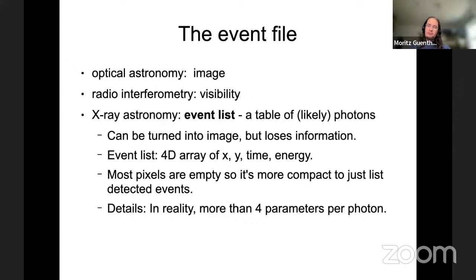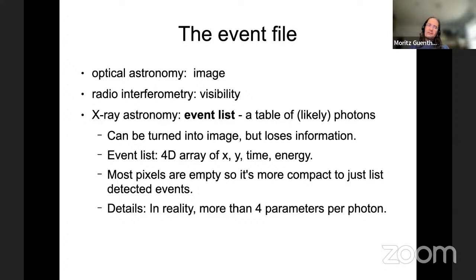Why do we do that, or what do we do? So an event list is a table of photons, and for every photon, there's essentially 4 things. There's the X and Y position, let's say on the detector or on the sky, where that photon was detected, the time when it was detected, and the energy that it had.